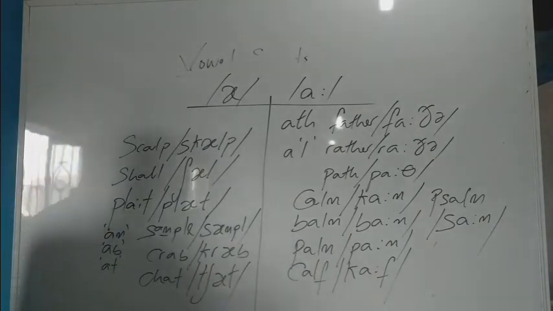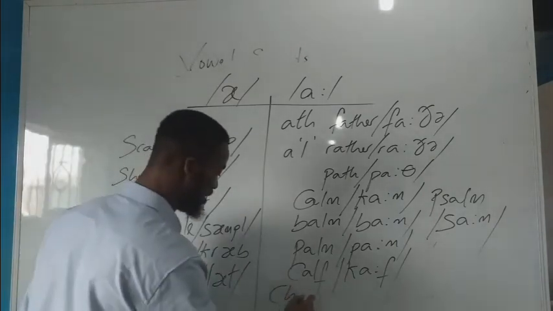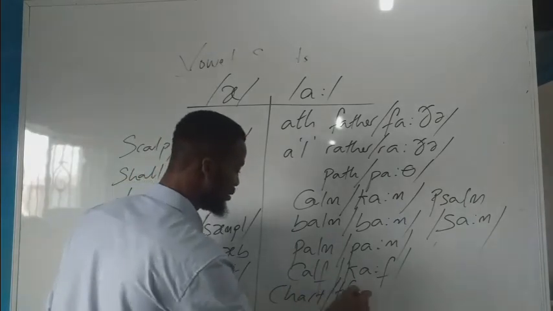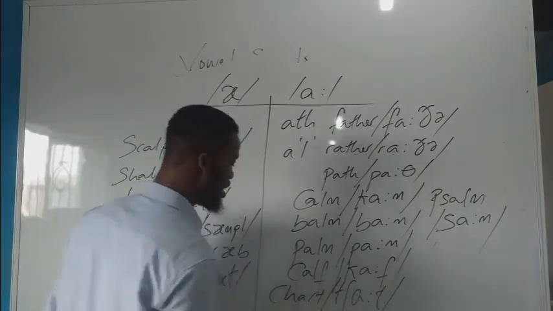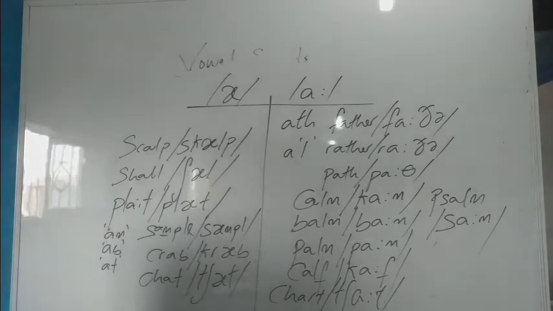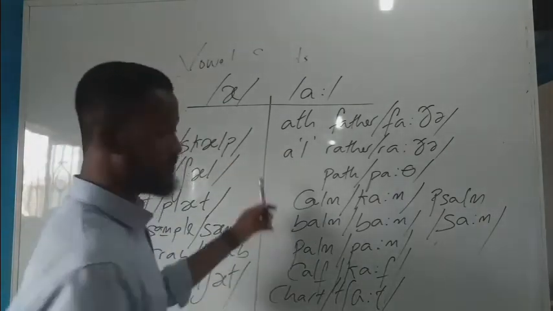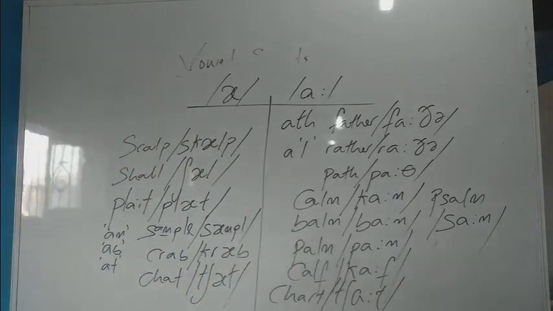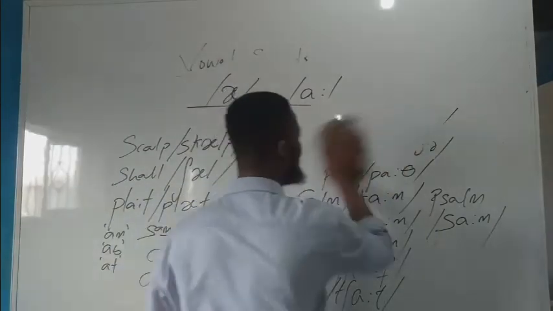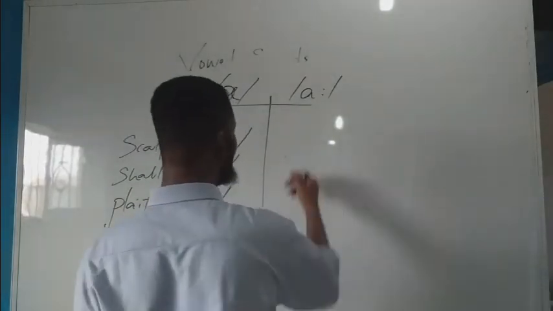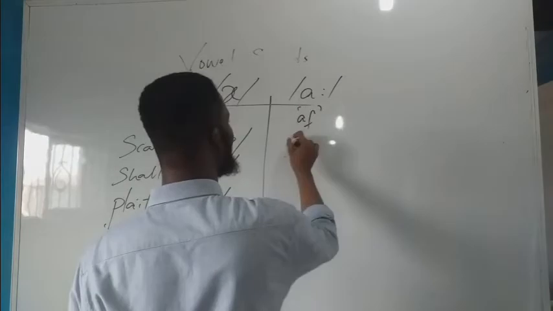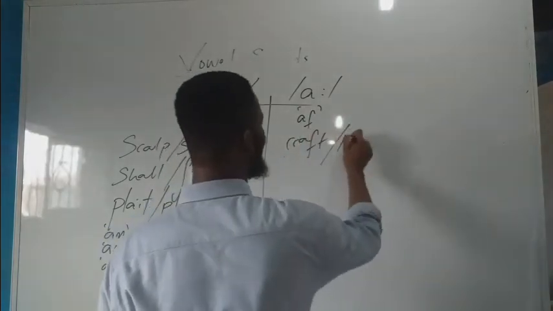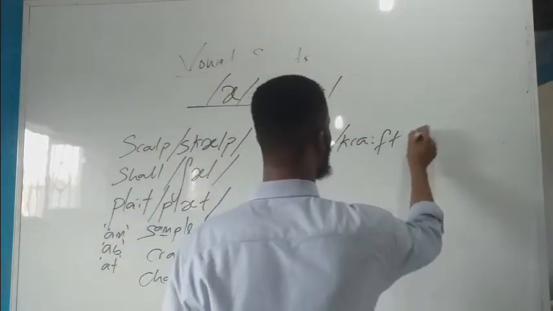Alright. So if I were to have CHART, this would be a long R sound. Aside ATH and AL, AF is also capable of making this sound long. AF, watch out for AF. If I have CRAFT, this is a long R sound, craft.